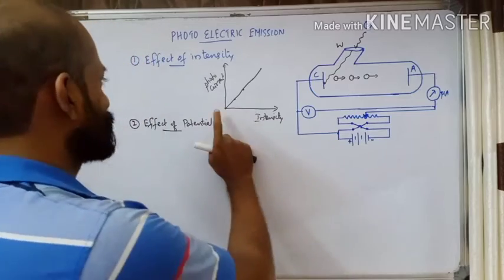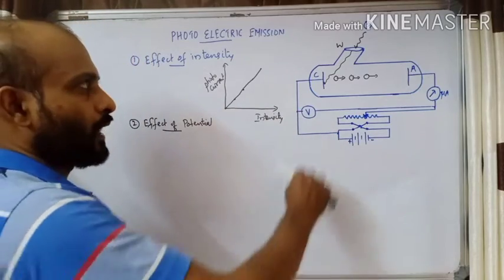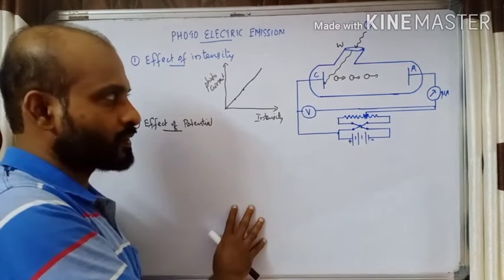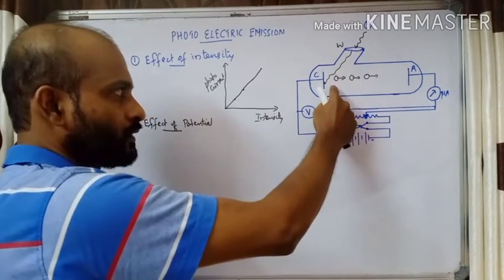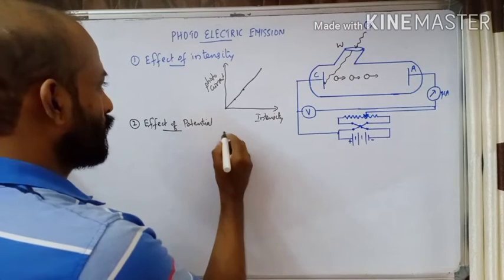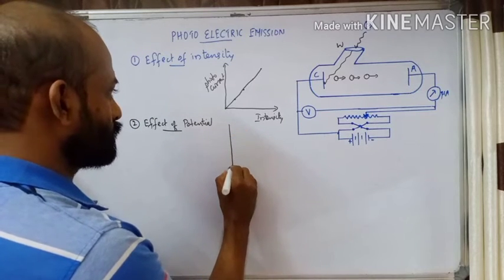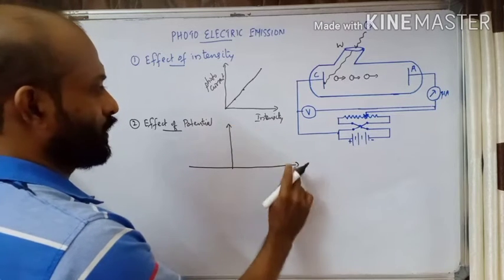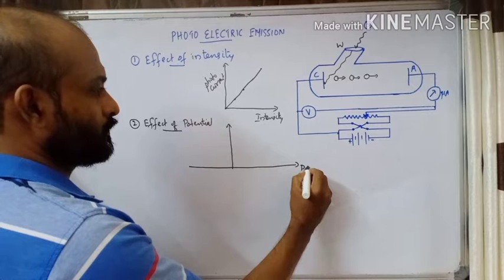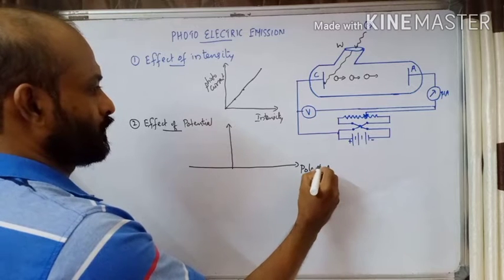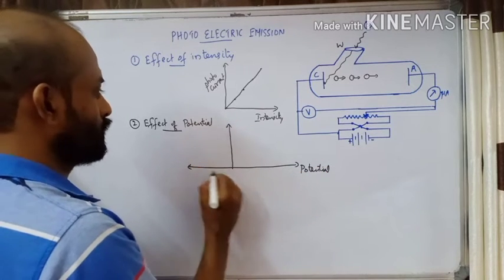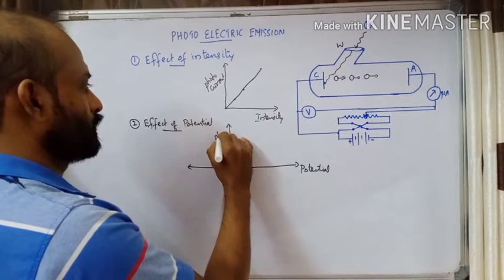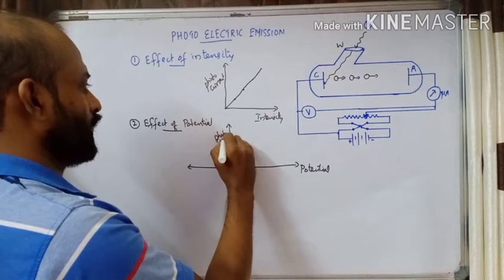Now what happens for a particular intensity? For example, I am using a 100 watt bulb of a particular frequency. The light is falling on this. Now for plotting the graph, we will draw the axes. Along the x-axis we have potential. We have negative potential also. This is 0. And here we have photocurrent.